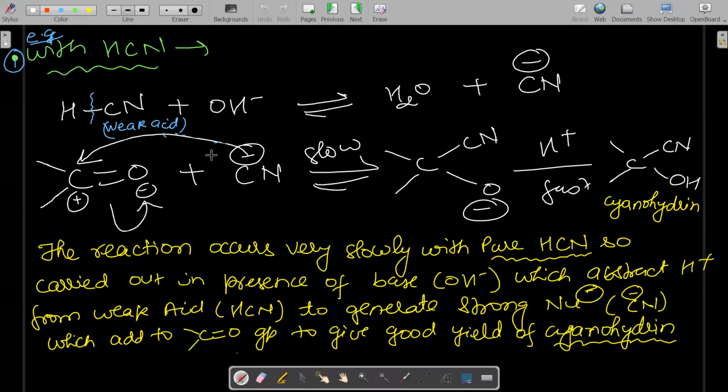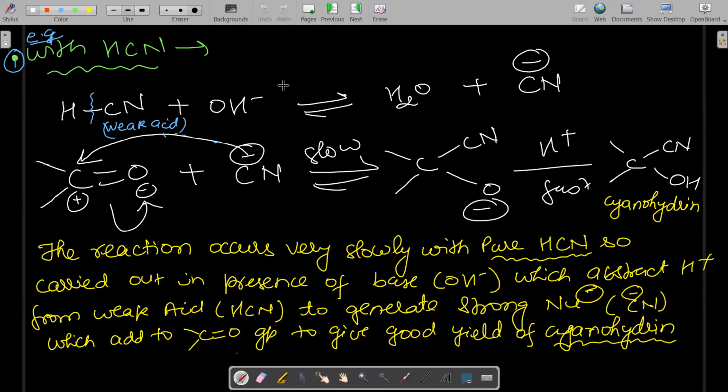And what is the mechanism? In this case, CN minus is the nucleophile, and this CN minus is released from HCN in the presence of base. So why is the base required? Two reasons. First, the reaction is very slow with pure HCN, so it is carried out in presence of base, which abstracts H plus from weak acid HCN, so it generates a strong nucleophile, and then this nucleophile easily attacks the carbonyl to give a good amount of cyanohydrin.